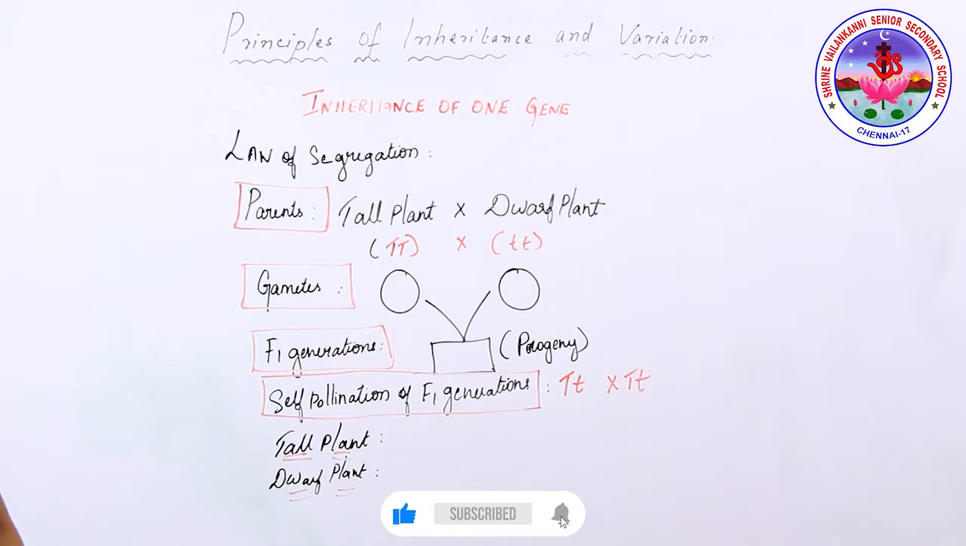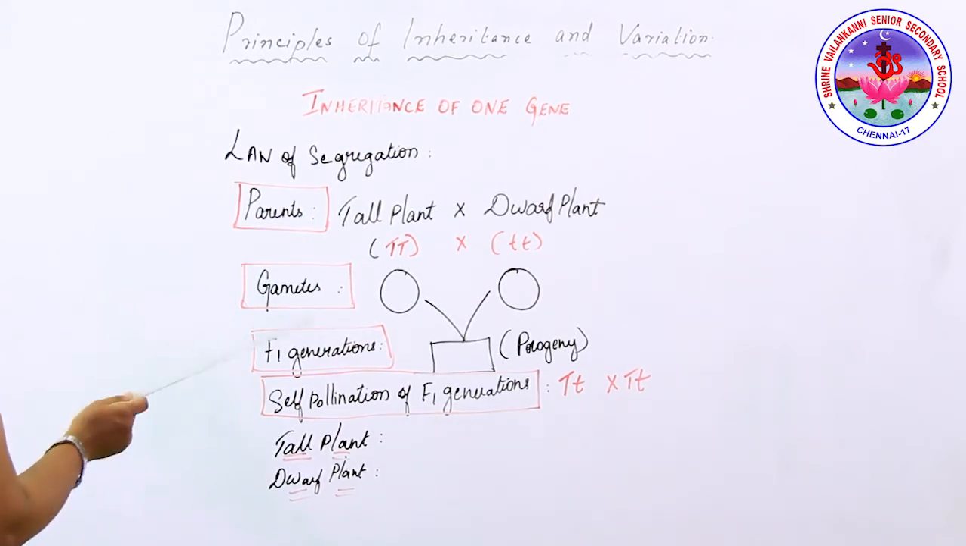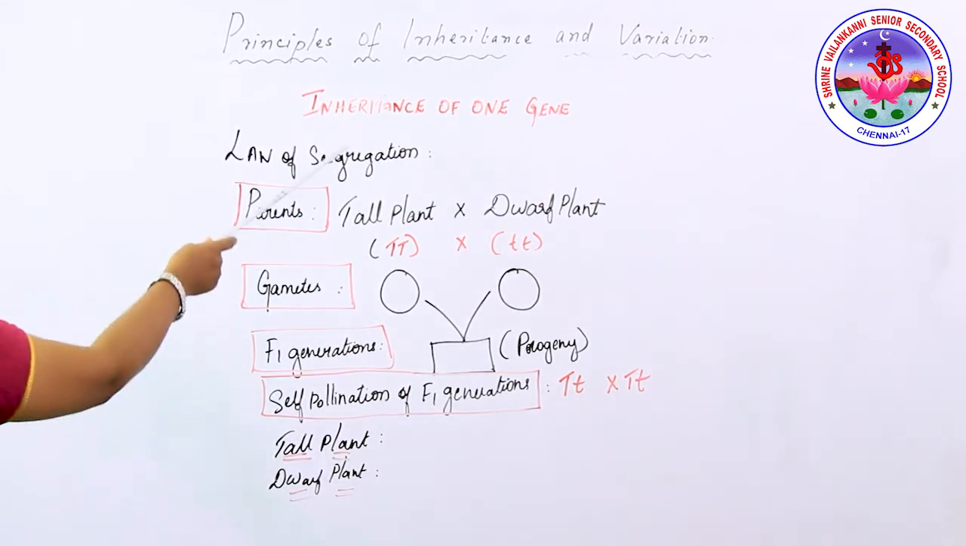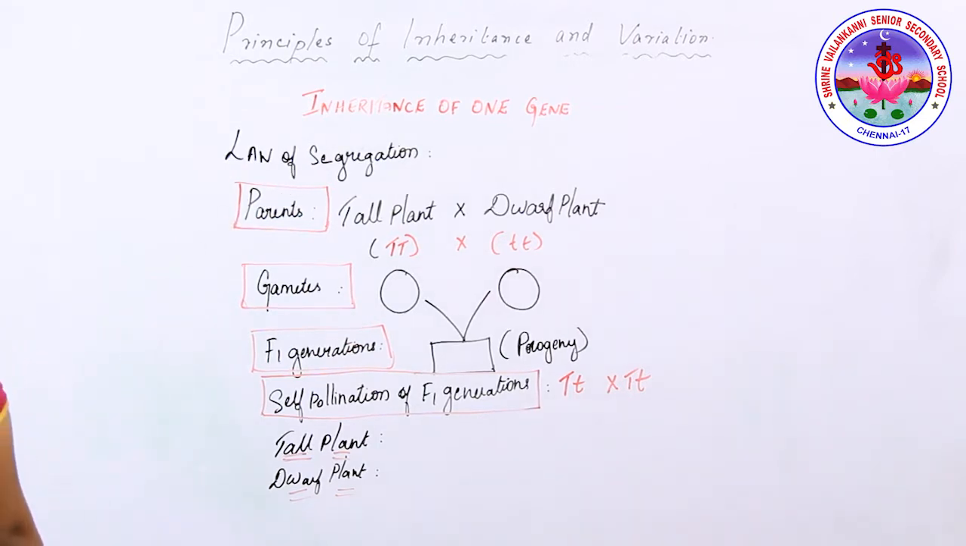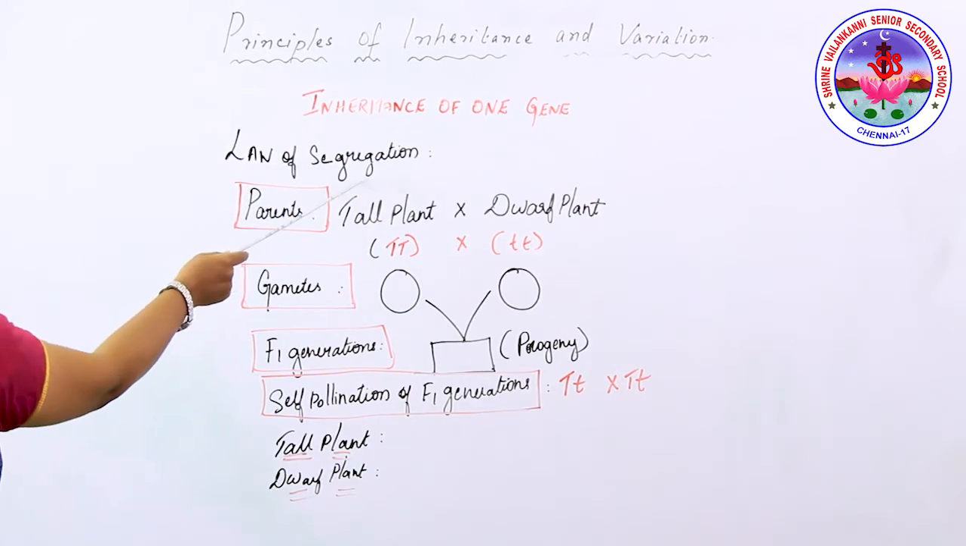In Mendel's experiment, he proposed two laws: one is the law of dominance and the other is the law of segregation, where we look at the inheritance of one gene. Under that we discussed the law of dominance, so now we're going to discuss the law of segregation.